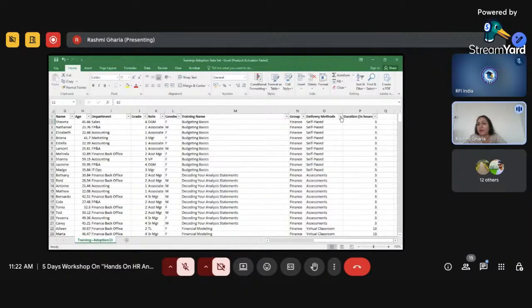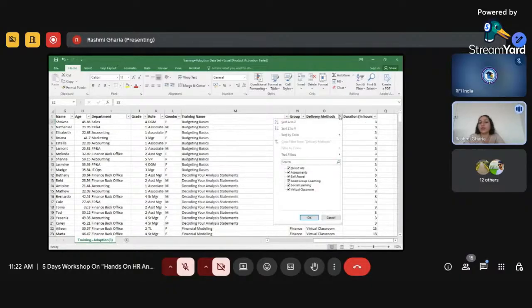Then they have given information about the different delivery methods they have used to provide those training programs. So they have used different kinds of methods, like the assessment method, in which they have used simulation, case studies, or multiple assessment center kinds of methods. Then they have used self-paced. Self-paced is like they have uploaded the videos, or we can say the employee themselves can go for the same as per their convenience. Then the small group coaching method they have used, wherein they have divided the people into small groups and they have been provided the training.